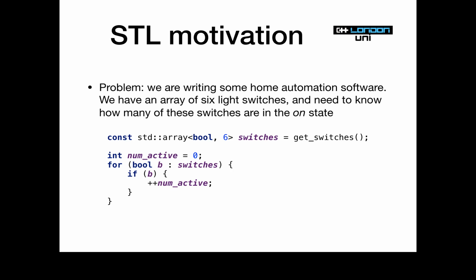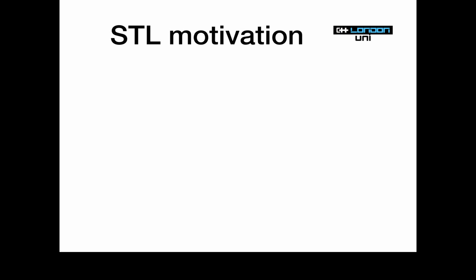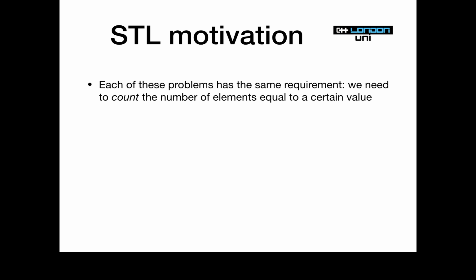So this loop here, initializing a variable to 0, looping over something, and every time we find a particular value, incrementing our counter. This is repeating and repeating and repeating. This is a really common thing to do. We have the same requirement for each of these problems. We want to count. That's exactly what you said. We want to count the number of elements equal to a certain value.